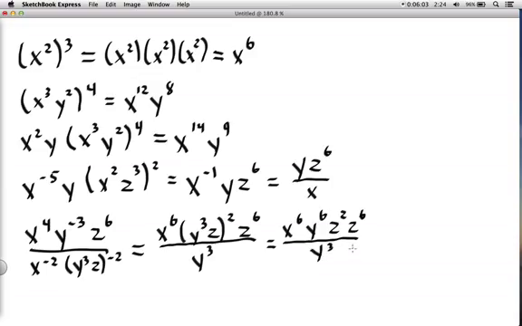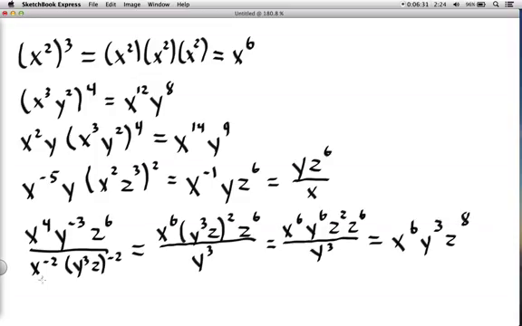And now the only thing left to do is y to the 6th minus y to the 3rd is y to the 3rd. So we're going to get rid of the denominator, and when we do that, this is 1 times y cubed. So we'll just be left with 1. Dividing by 1 does nothing, so the denominator is going to go away. So we're going to have x to the 6th, y cubed, and then z squared times z to the 6th is z to the 8th.